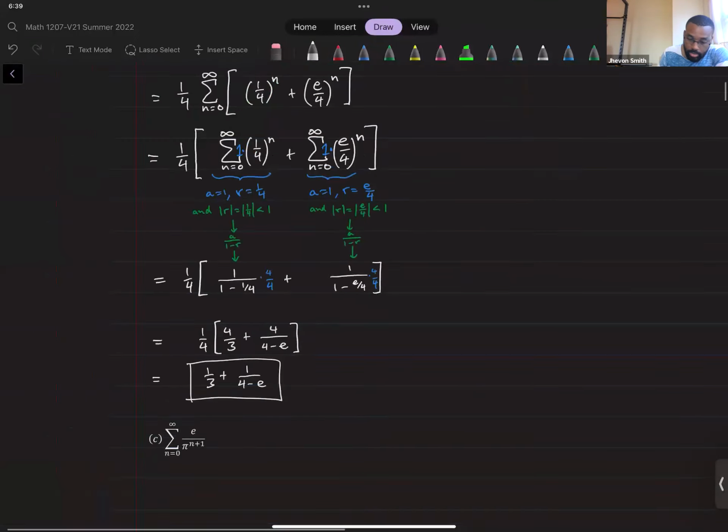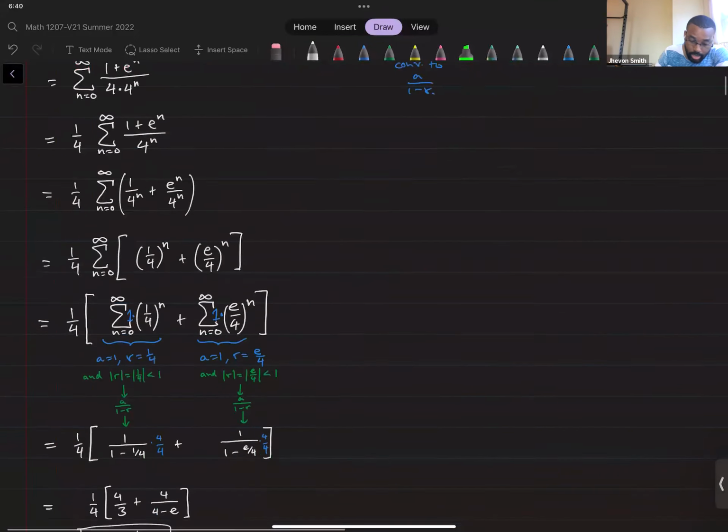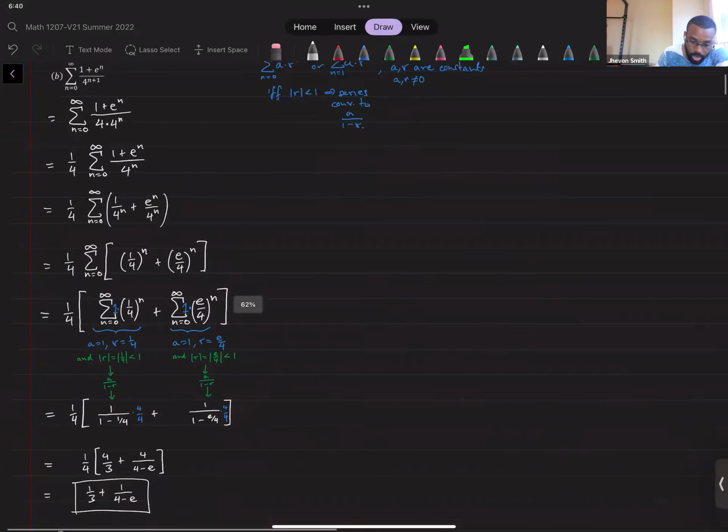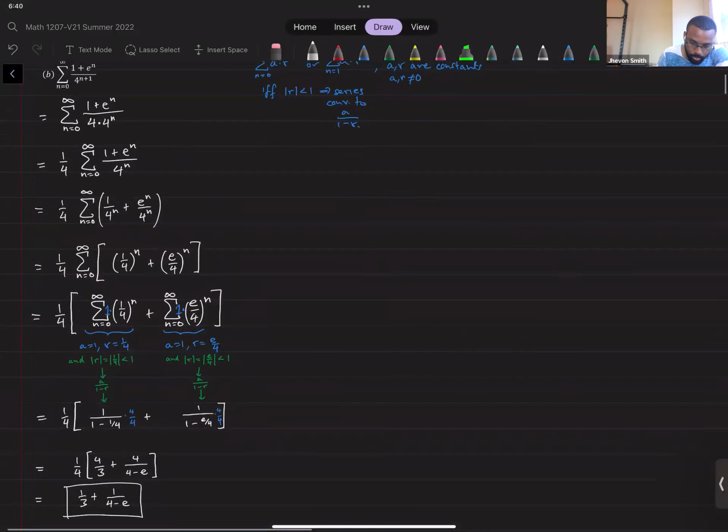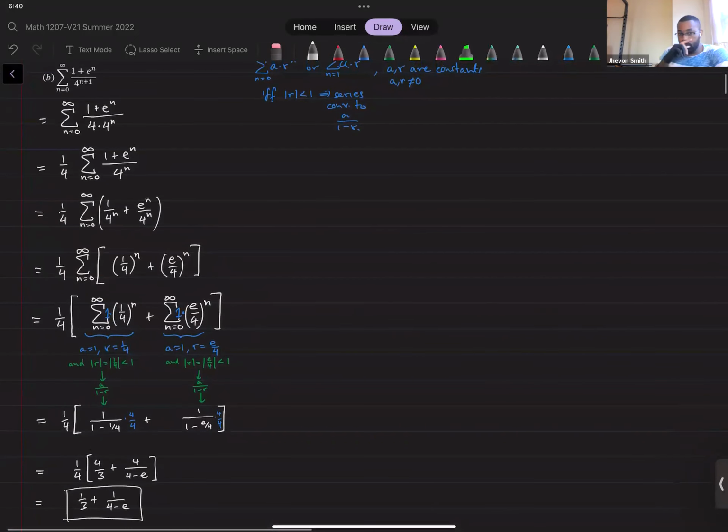So this series does converge. And I actually know exactly what it converges to. It converges to 1/3 minus 1 over 4 minus e. And by the way, it converges absolutely to this, which means even if I were to write out the terms and rearrange them, that is still going to be the answer at the end of the day.